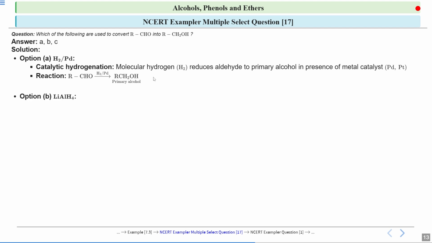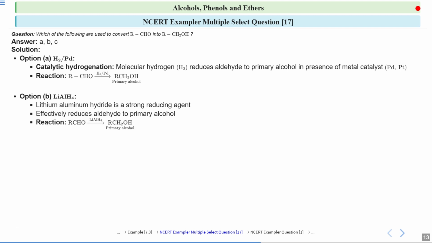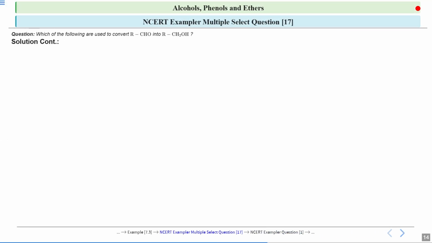Next is LiAlH4. So LiAlH4 is a very strong reducing agent. Being a strong reducing agent, it will effectively reduce your aldehyde to your primary alcohol. The reaction is, this is an aldehyde. By using a strong reducing agent, you will see it will reduce your aldehyde to primary alcohol. Now LiAlH4 is such a strong reducing agent that it can reduce your carboxylic group also to alcohols. Okay, let's continue the solution.